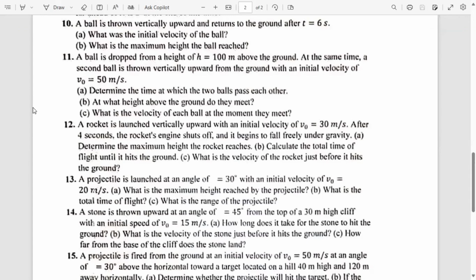Question 11 is saying a ball is dropped from a height of 100 meters above the ground. At the same time, a second ball is thrown vertically upwards from the ground with an initial velocity of 50 meters per second. Question A, determine the time at which the two balls pass each other. Question B, at what height above the ground do they meet? Question C, what is the velocity of each ball at the moment they meet? Okay, so this is a very, very interesting question. It requires someone to brainstorm.